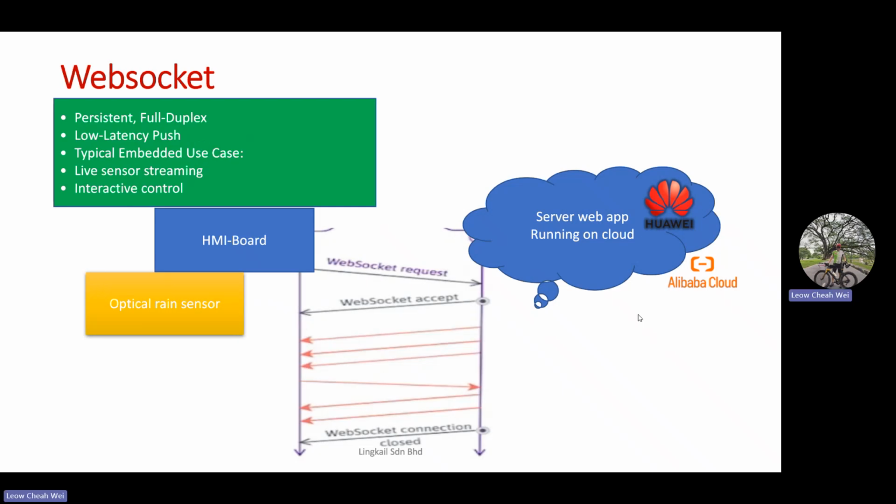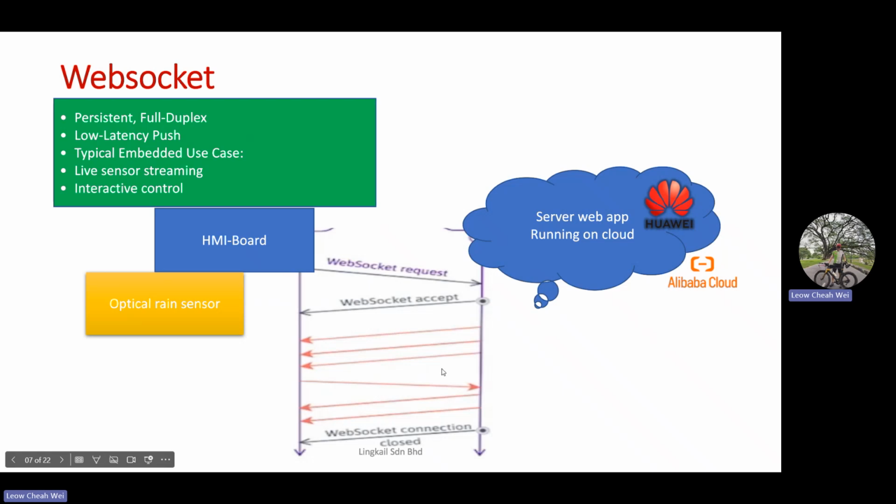In the WebSocket case, the connection is persistent. If you look at this diagram, first, the HMI board still needs to make a WebSocket request to the server, and when the server accepts it, the connection will stay. So as long as the connection doesn't go down, the HMI board just needs to keep on sending data to the server. The server can also send data to the HMI board. It is full duplex until the connection is closed.